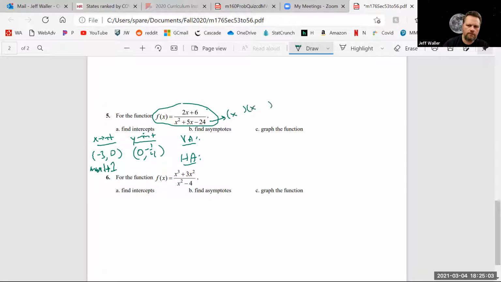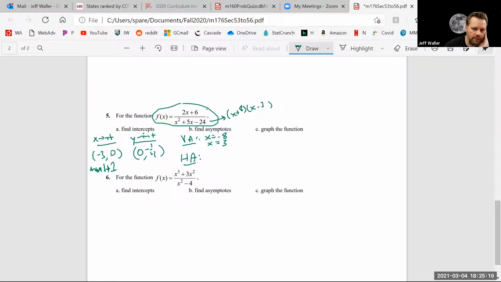Of course, to do this, how do you factor that on the bottom? +8, -3. Yeah, that kind of sucks. Oh well. So vertical asymptotes are at -8 and 3.